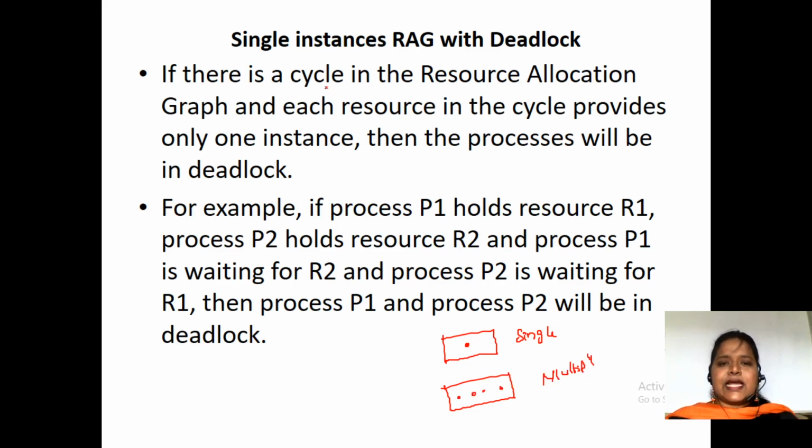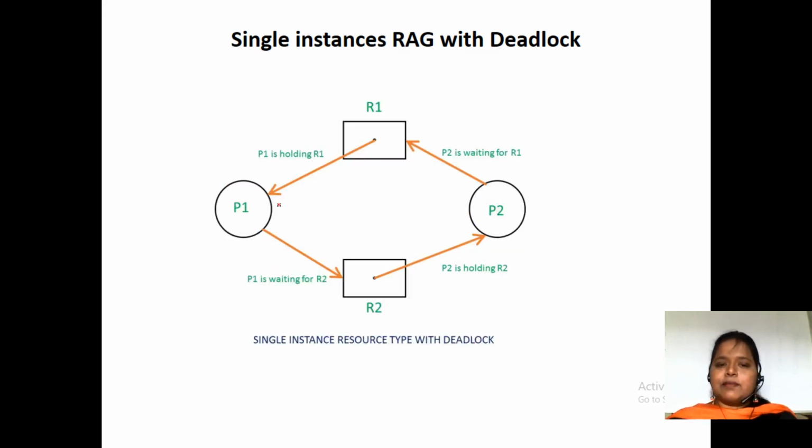So if there is a cycle in the resource allocation graph and each resource in the cycle provides only one instance, then the processes will be in deadlock. Fine. So now we will see an example. Here there are two processes, process P1 and process P2. By seeing the graph only we can say whether it is in a deadlock situation or not.